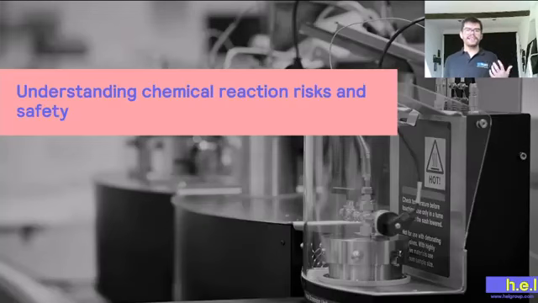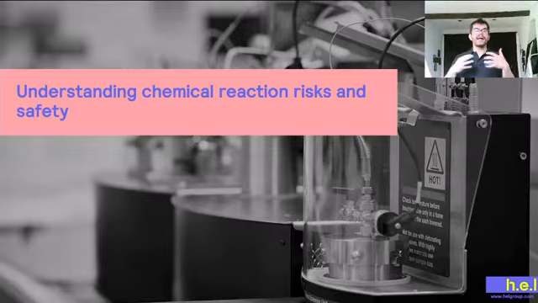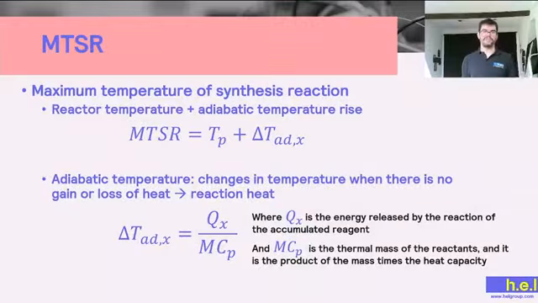So understanding chemical reactions is something that we can do with calorimetry, and it can teach us so much about risks. And then, knowing these risks, we can add safety nets around the chemical reaction. A very important parameter in the safety of our reactions is the maximum temperature of the synthesis reaction, MTSR. It is quite an easy value to calculate, and it's just the temperature of a process plus the adiabatic temperature rise.